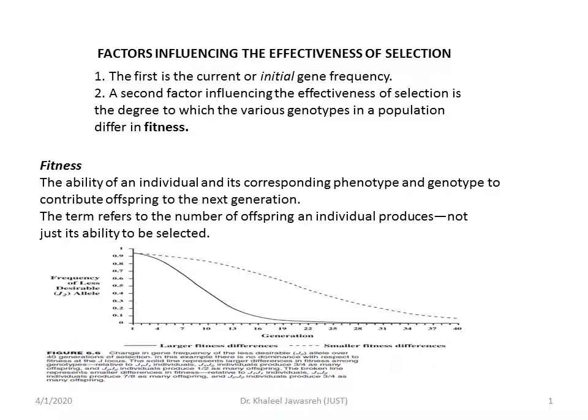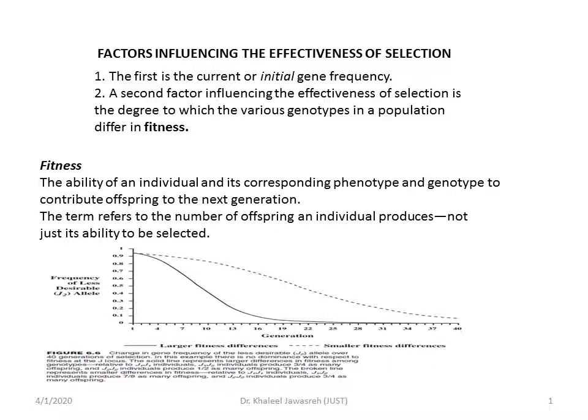And the second factor influencing the effectiveness of selection is the degree to which the various genotypes in a population differ in fitness. Those are the first two factors that may affect the selection. So we need to think about the initial gene frequency and also the fitness. Before discussing the first and second factors, we need to know what we mean by fitness or fitness traits.